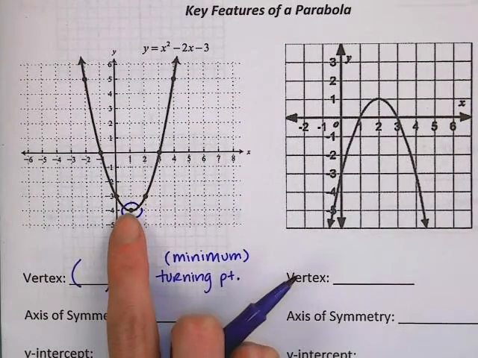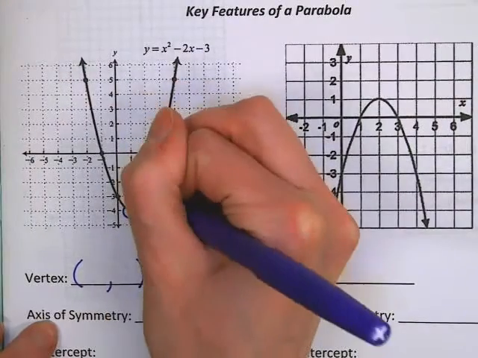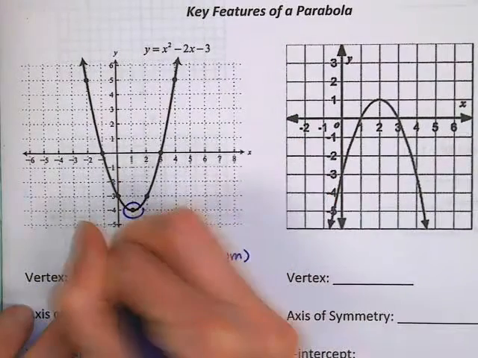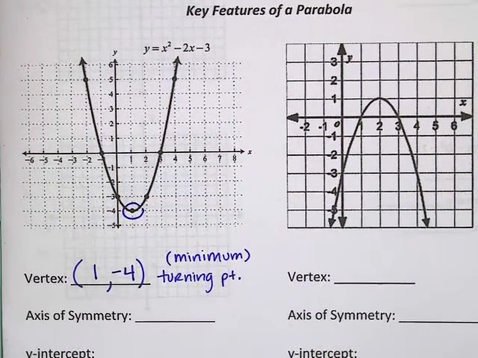I need you guys to think about what the ordered pair of this vertex point is. So it's (1, -4). That's the vertex. Always an ordered pair.